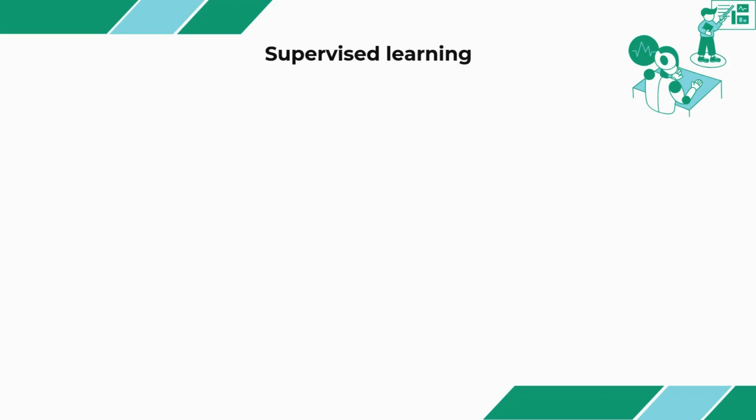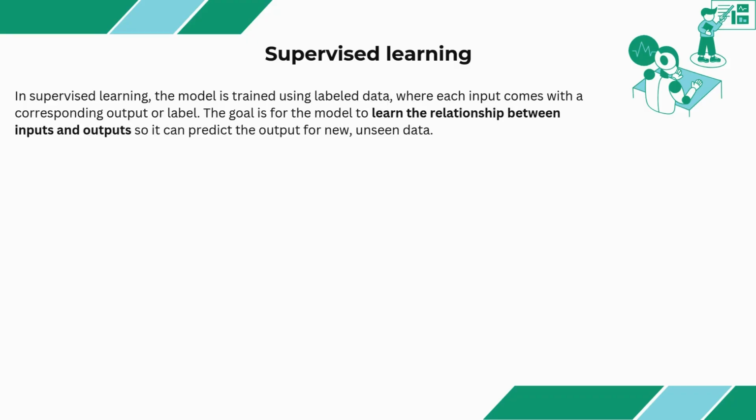So in supervised learning, the model is trained using labeled data. And over here, each input comes with a corresponding output or label. The goal is for the model to learn the relationship between inputs and outputs so it can predict the output of new and unseen data.